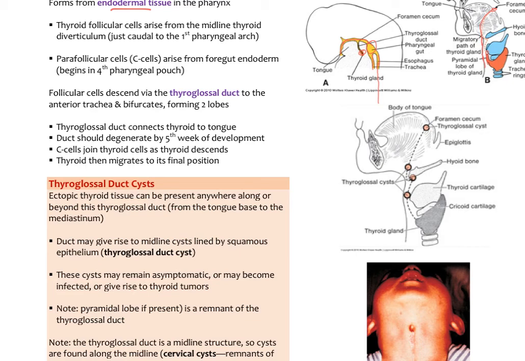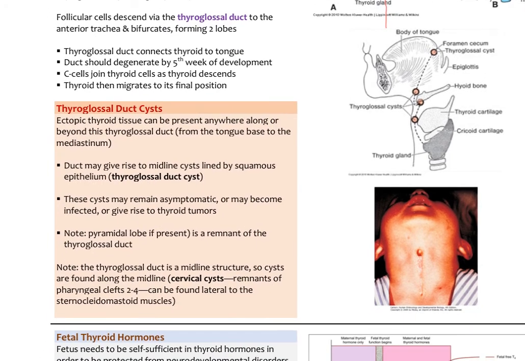So sometimes you do have these duct cysts that remain, and these are portions of ectopic thyroid tissue. They can present anywhere along that thyroglossal duct, from the base of the tongue down to the mediastinum. And the cysts are typically asymptomatic, but they can become infected, and in some cases can become cancerous, resulting in thyroid tumors. And again, the pyramidal lobe is a remnant of the thyroglossal duct.